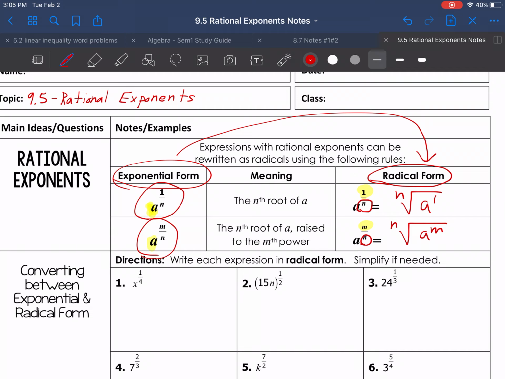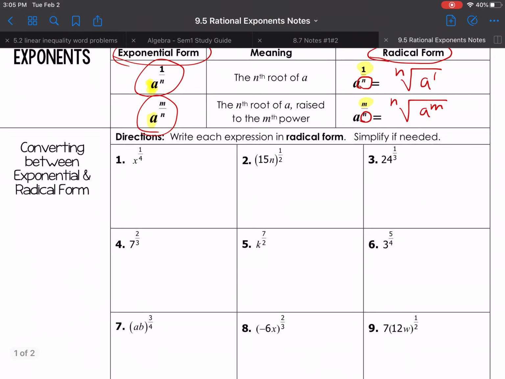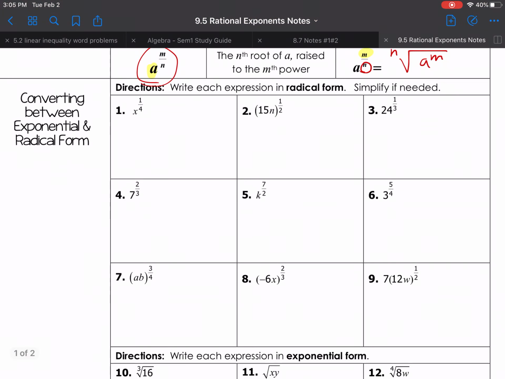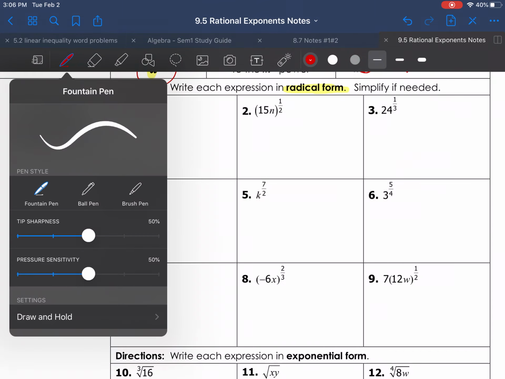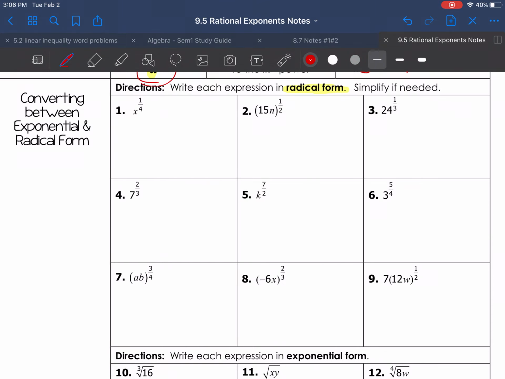okay? So we're going to practice, and I'm only going to do the odds for you guys, just because that's typically what we choose for the checklist. It says turn each expression into radical form. So what I'm going to do for all the odds is build us a radical so that we can work with it, okay? So for number 1, I'm going to build a radical. Number 3, I'll build a radical. Number 5, I'll build a radical. Number 7, build a radical. And number 9, build a radical, right?